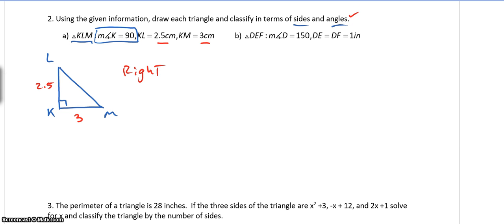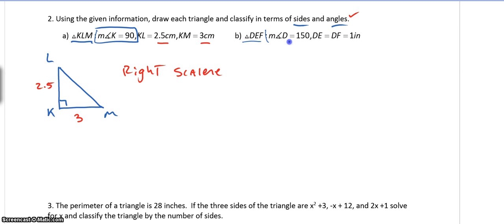Now to classify it by sides, we know these two sides are different and the hypotenuse is always the longest side. So if the hypotenuse is the longest side and these two are different, that means all 3 sides are going to be different, which makes it a scalene triangle. So we could say this is a right scalene triangle. Alright, pretty easy. Let's look at this one.